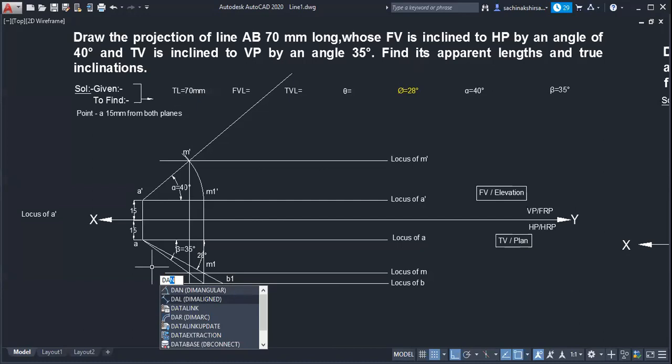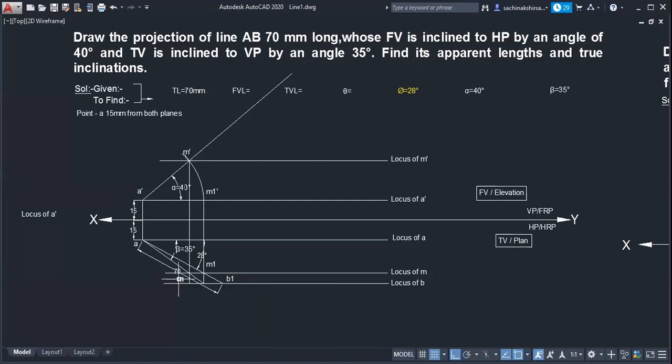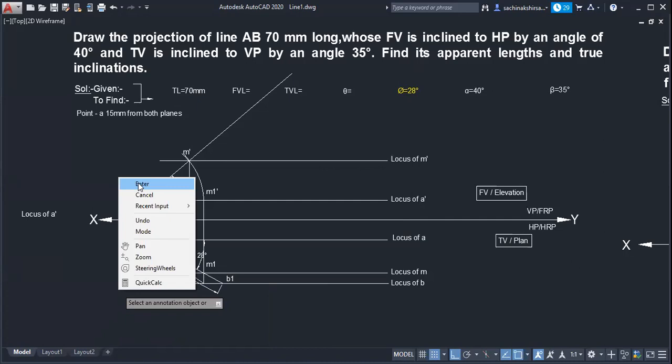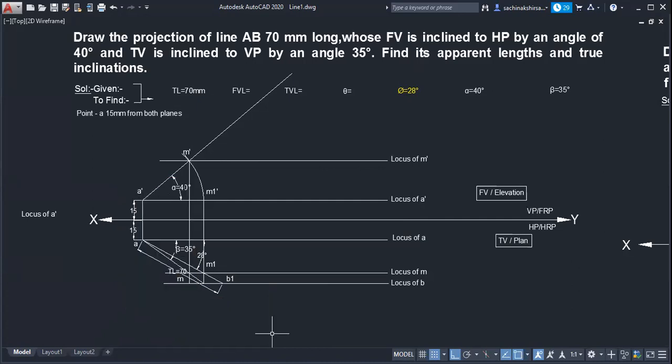So this true length I have marked right now, 70 mm. True length is known. How can we find its apparent length?